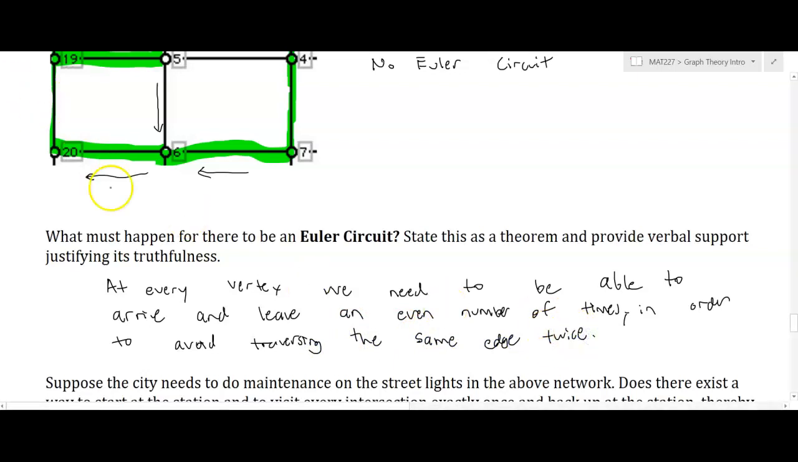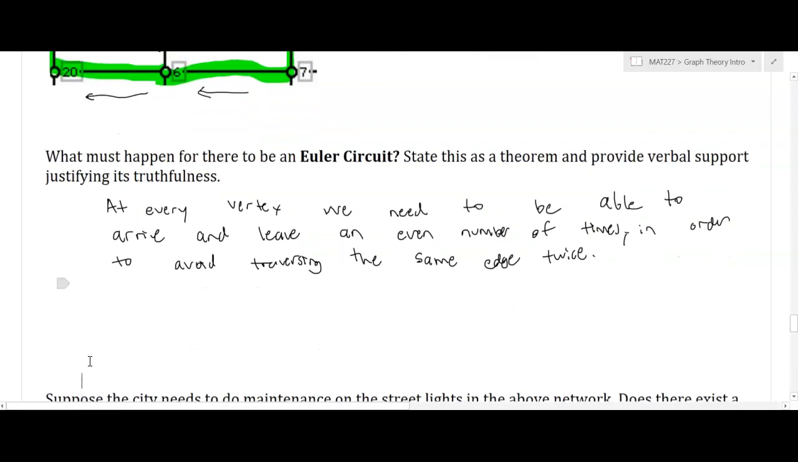So stating this as a theorem, well, what does that mean? If I need to have an even number of arrivals and departures from a vertex, well, if I sum up the number of arrivals and departures, like here I arrived, that's 1. I left, that's 2. I arrived, that's 3. Well, that just happens to be the degree of the vertex, the sum of the number of times you arrive and leave. So we can state it like this.